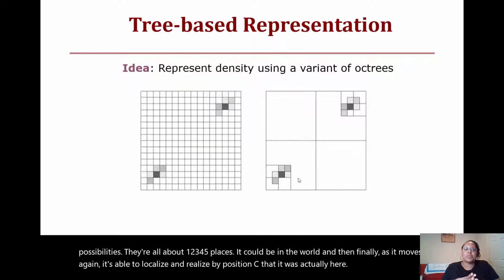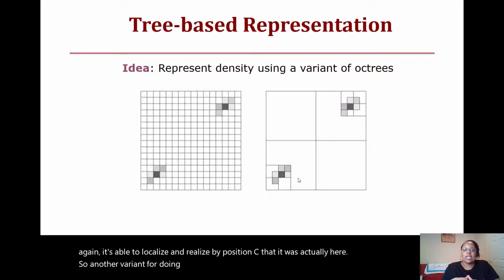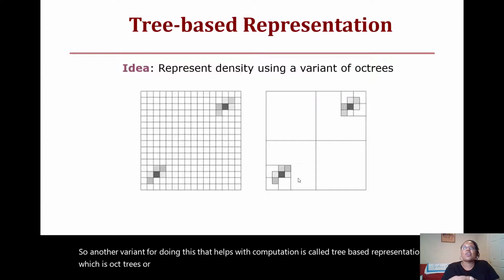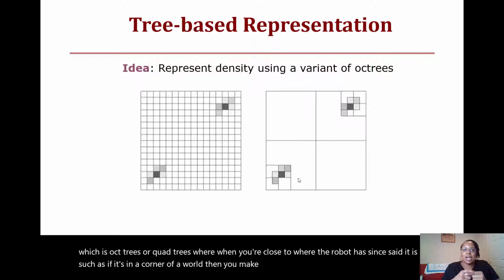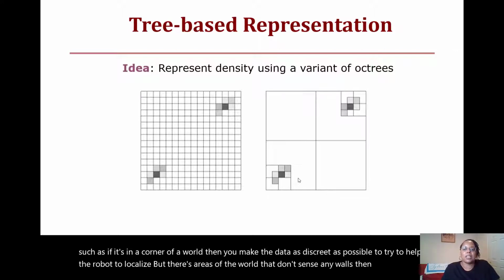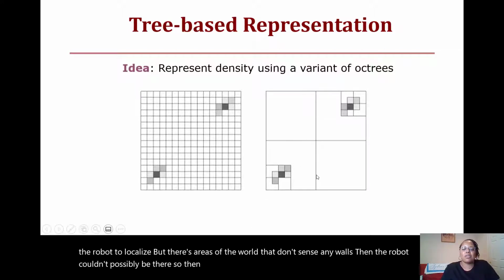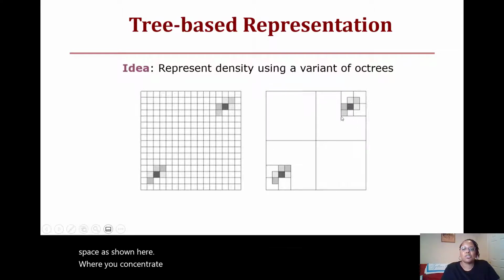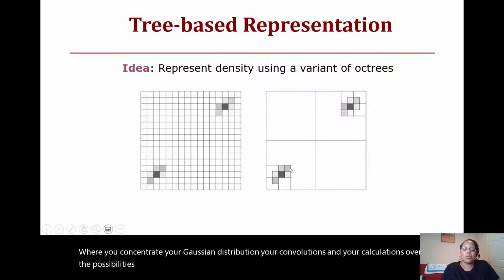So another variant that helps with computation is called tree-based representation, which uses octrees or quad trees. When you're close to where the robot has sensed that it is, such as if it's in a corner of the world, then you make the data as discrete as possible to help the robot localize. But there are areas of the world that don't sense any walls, so you know the robot couldn't possibly be there. Those areas would be big values of free space, as shown here, where you concentrate your Gaussian distribution, your convolutions and your calculations over the possibilities for where the robot could be.